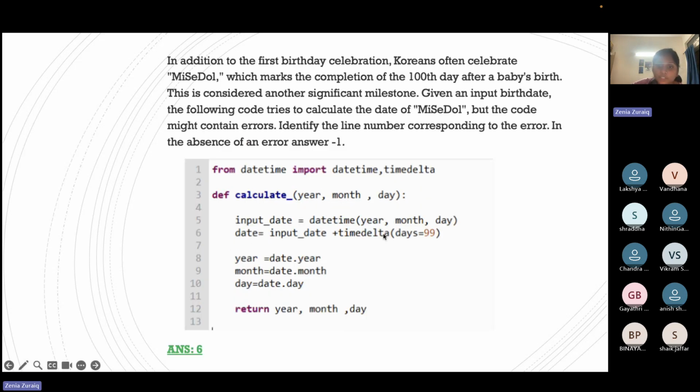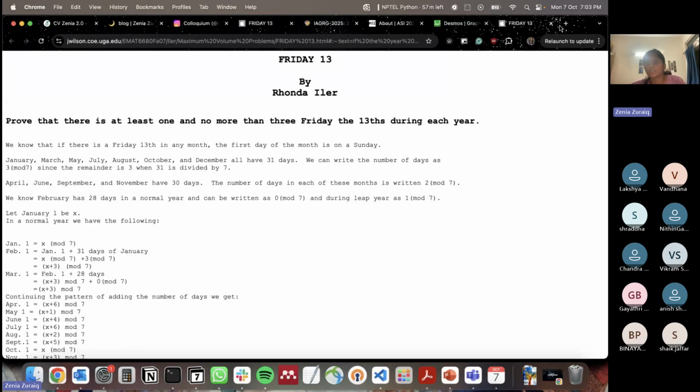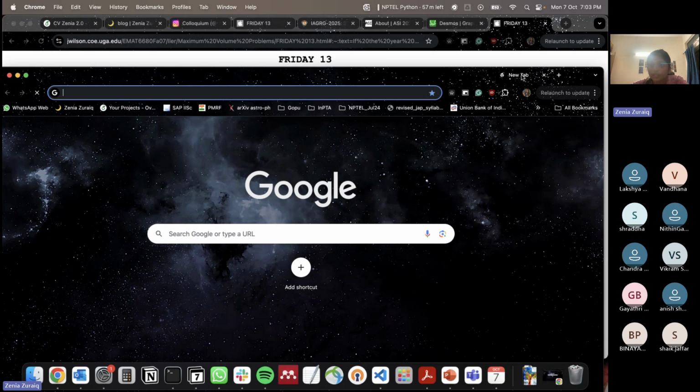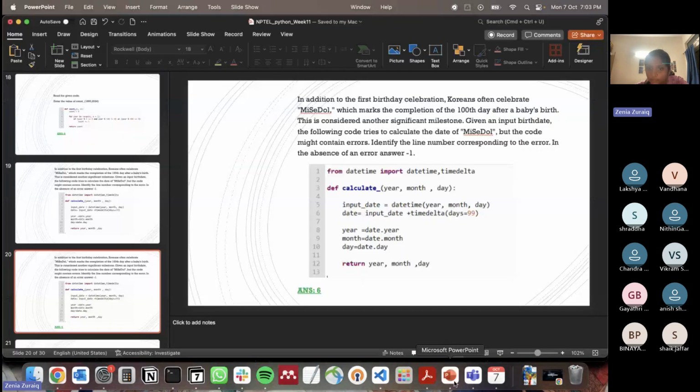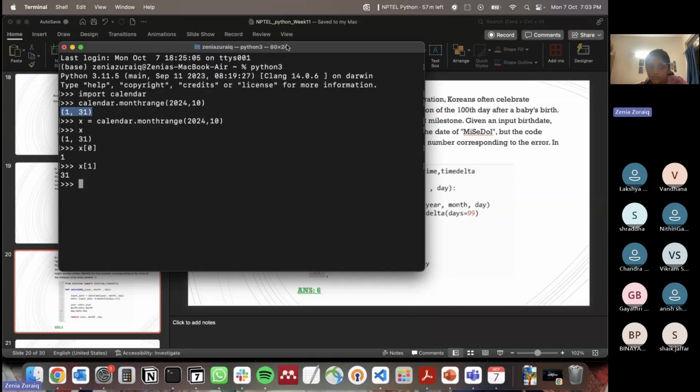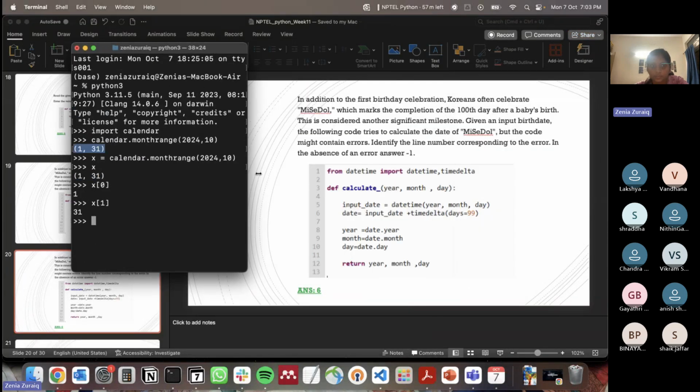So the time delta function goes forward a certain number of days. We can again check it for the correct definition, or if we want, we can try it out ourselves. That will be faster, I guess. So let's do something like this.